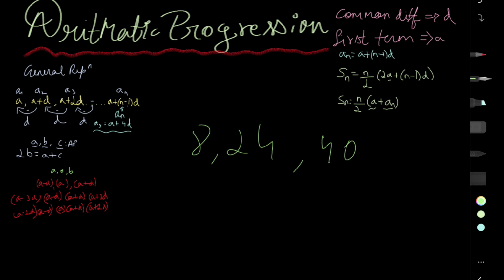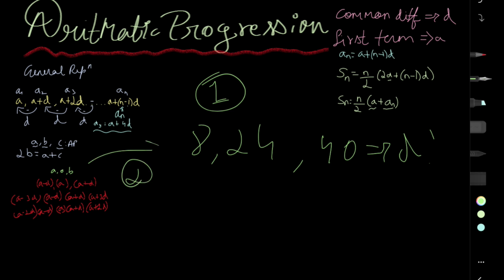If I want to find the common difference of this thing, this is in AP, of course. They will be given that it is in AP. If I want to find the common difference, I have to solve the simultaneous equations, that is the first method. The second method is by using the things I have said now. I can take a minus d as 8, a as 24, and a plus d as 40. Is this clear?